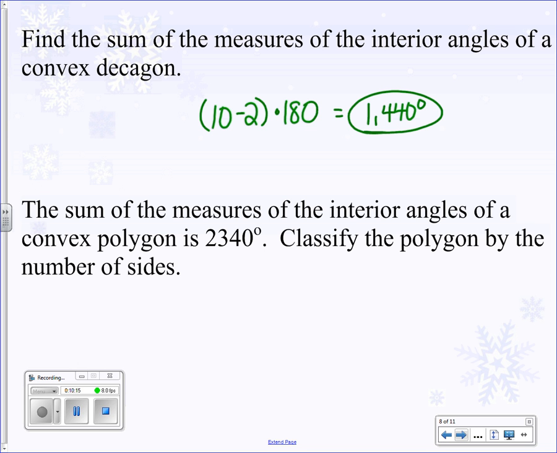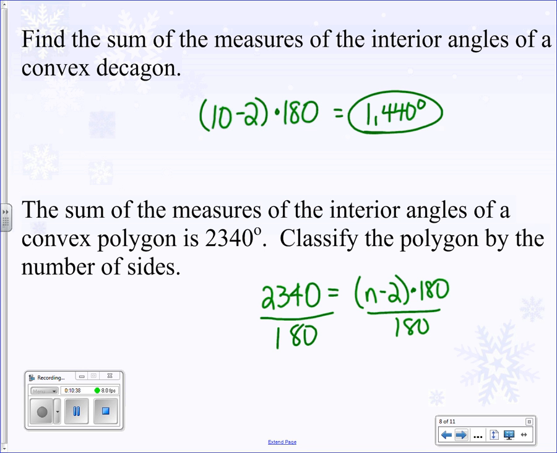In the next example, the sum of the measures of the interior angles of a convex polygon is 2,340. Classify the polygon by the number of sides. So we'd like to know how many sides are in this polygon. So we're going to set that equal to n minus 2 times 180. We'll divide by 180 first, and 2340 divided by 180 is equal to 13. We'll set that equal to n minus 2. When we add 2 to both sides, we'll find out that this polygon has 15 sides. So we call this a 15-gon.